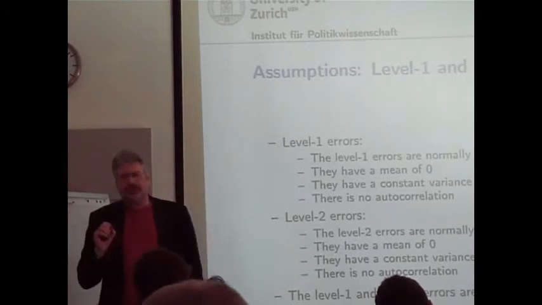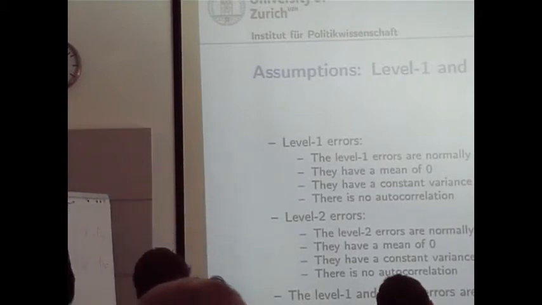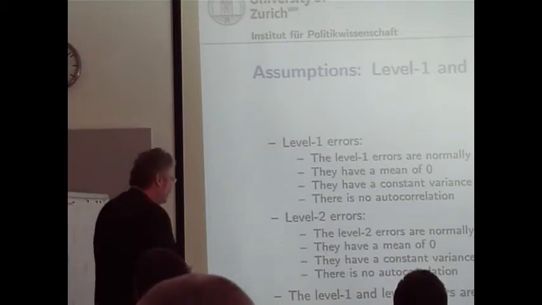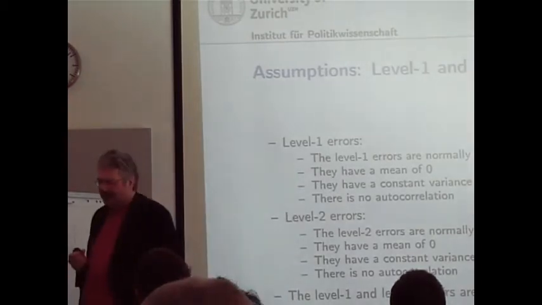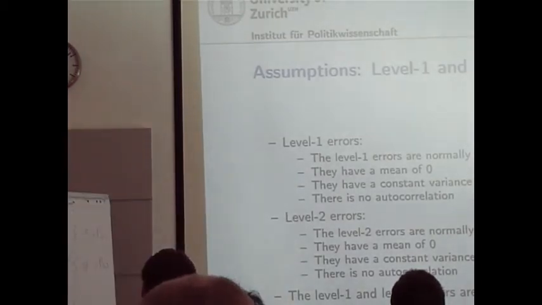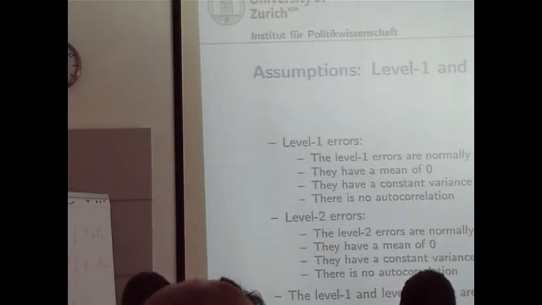And then an additional assumption that I'm sure Chris will talk about to some extent, because it plays a big role in time series analysis, is that the level 1 and the level 2 errors are uncorrelated. In some ways, you're saying that whatever the unobserved sources of variation at the individual level are, they have nothing to do with unobserved sources of variation at the context level, which is a strong assumption.